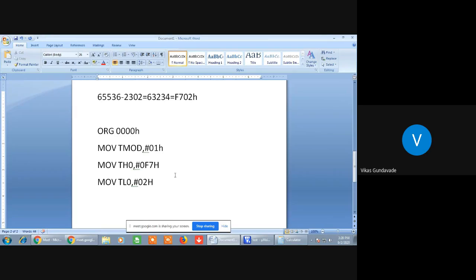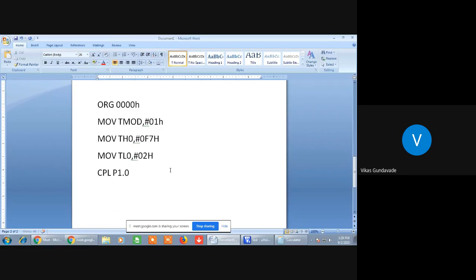After that, to check the delay, here what we are doing, we will complement the port pin. Let's say CPL P1.0, complement port pin. And after that, we start the timer with the instruction SETB TR0. Now here this TR0 bit is available in the TCON register.